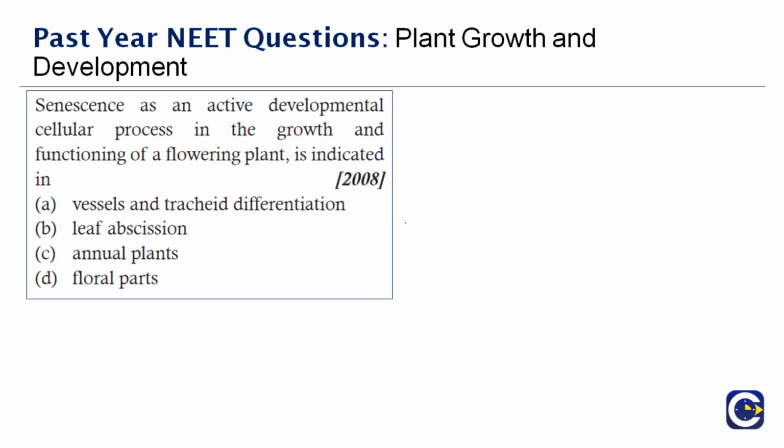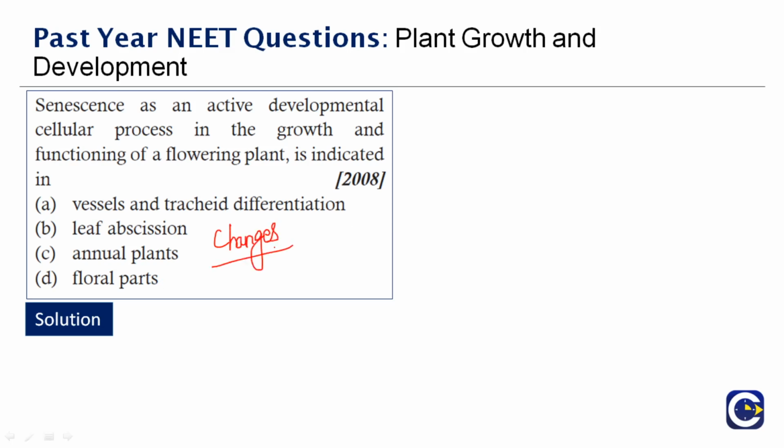Next question: senescence as an active developmental cellular process in the growth and functioning of a flowering plant is indicated in dash. Here you are given 4 options. So what do you mean by senescence? It is an active developmental cell process in the growth and functioning of a flowering plant. It is the changes that occur in the organism. We are talking about changes here.